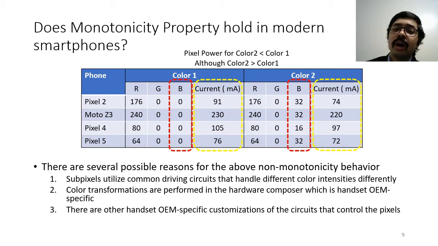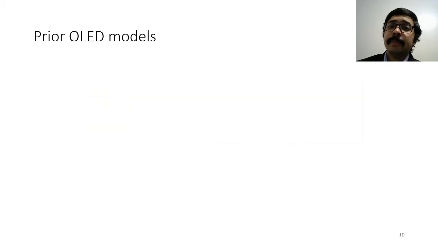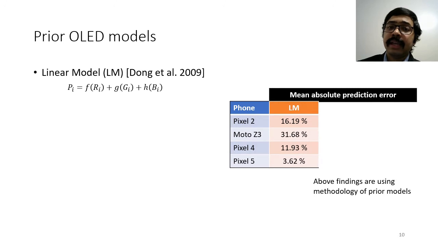Before jumping into our model design, let's see how the prior display models perform. Let's look into the relationship between the subpixel and pixel power proposed by the prior OLED models. First, we have the linear model, in which the pixel power is just the summation of its subpixel powers. In the table, we have tabulated the mean absolute prediction error across the color space for the 4 recent smartphones. As the superposition property is not being followed, we observe the error for the linear model to be large.